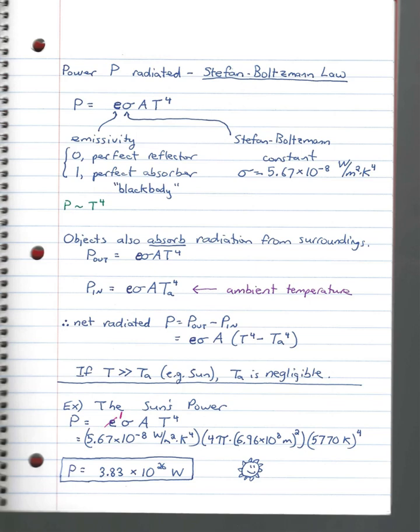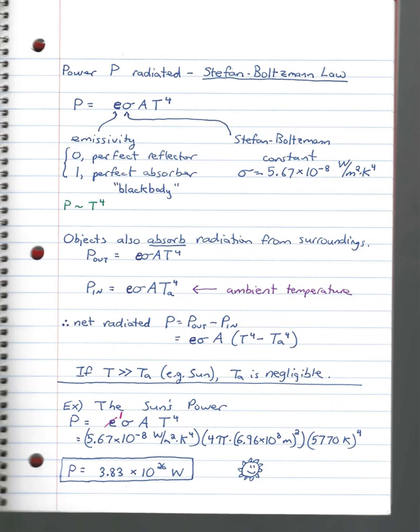So for the net power radiated, the rate of heat radiated, it's E times sigma times A times T to the fourth minus the ambient temperature to the fourth. Now, if we're talking about a very hot object compared to its surroundings, such as the sun, the temperature of the sun is much greater than the ambient temperature, so T sub A is negligible, and we can just ignore it and go back to the original equation at the top of the screen.